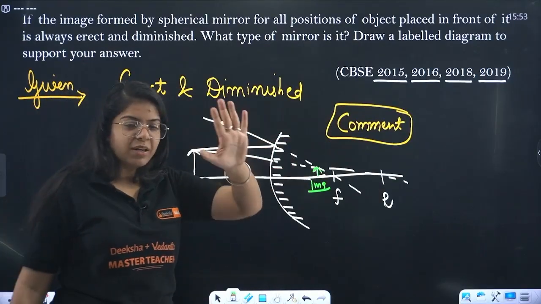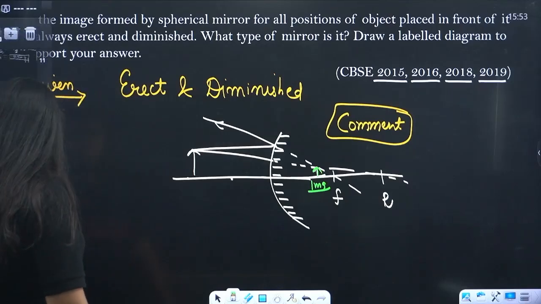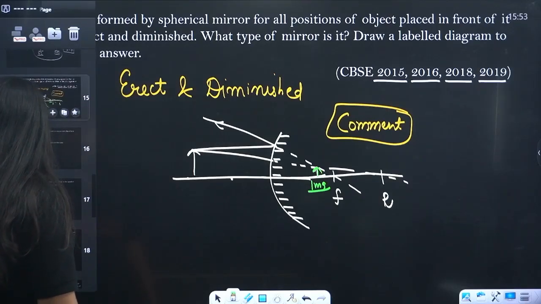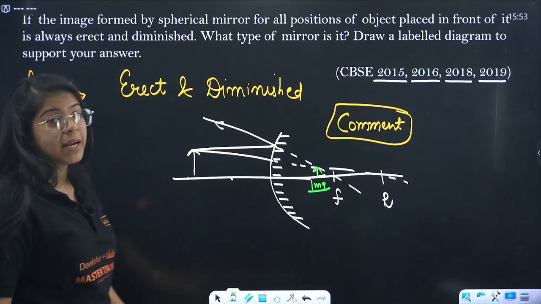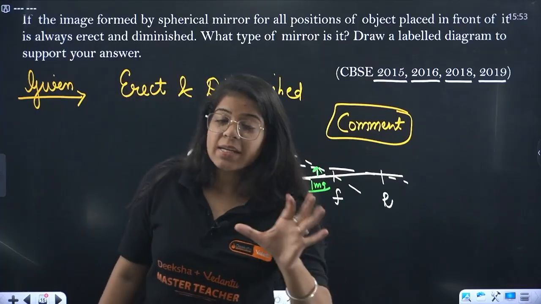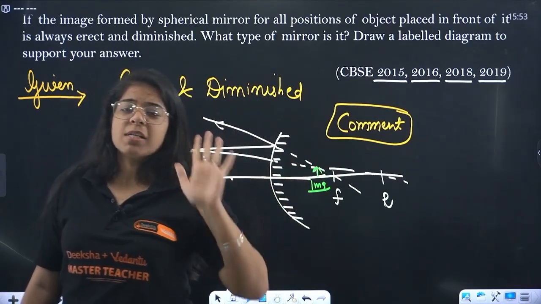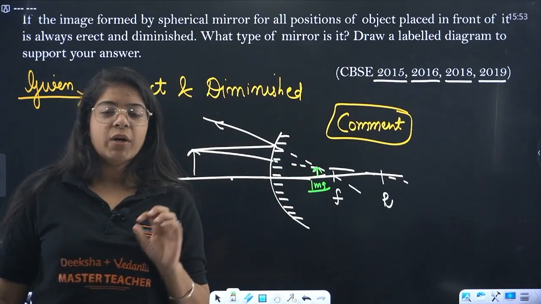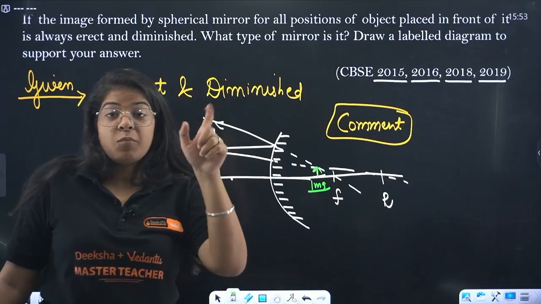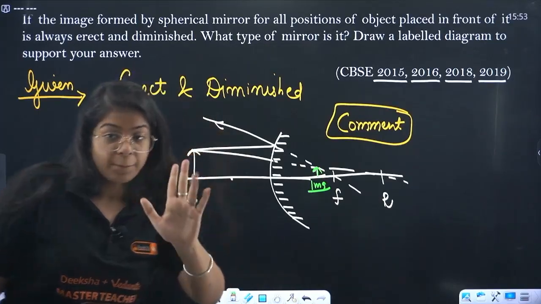Understood? Good question, and look at the number of times it has come. Now after this I will have one or two more questions on this mirror, and then we will move on to our lenses section. We'll understand the lenses first, then we'll do some numericals on lenses as well. There are not so many numericals that come on lenses, but they do come.